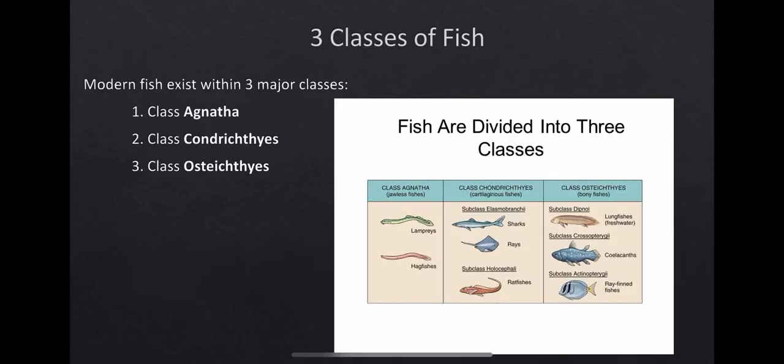There are three major classes of fish that we're going to talk about: class Agnatha, class Chondrichthyes, and class Osteichthyes. If you look at our little diagram here, you can see some examples of those types of organisms. Agnatha would be your jawless fish, Chondrichthyes are cartilaginous fish, and Osteichthyes are your bony fish specifically.